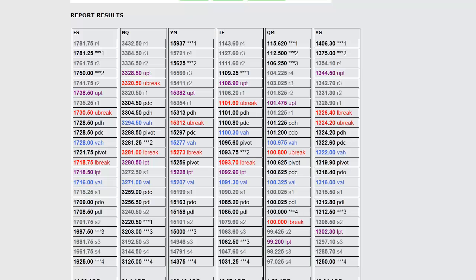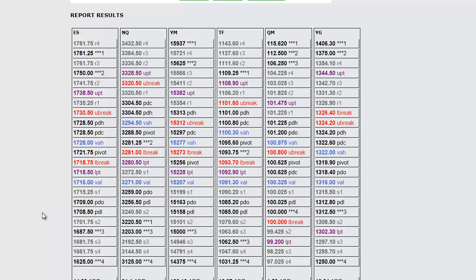All right, so here's a look one more time at the report results for this coming session. This is going to be for Monday, October 21st, 2013. What you see here is, let's just look at the ES for now. We've got the pivot here at 1721 3/4. The value area high is at 1728. The upper break is 1730.50, and so on and so on. There's a lot of levels in here.